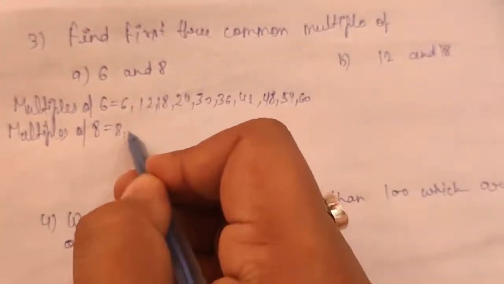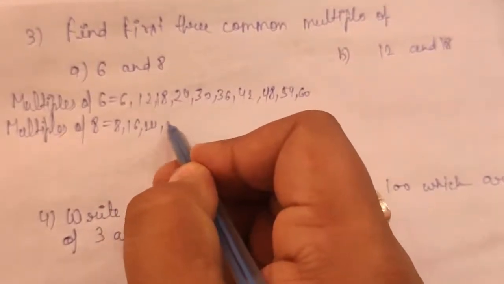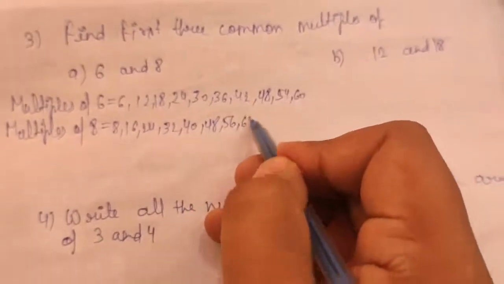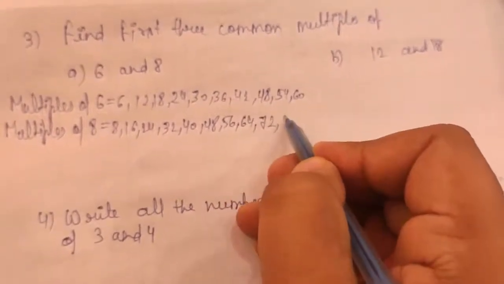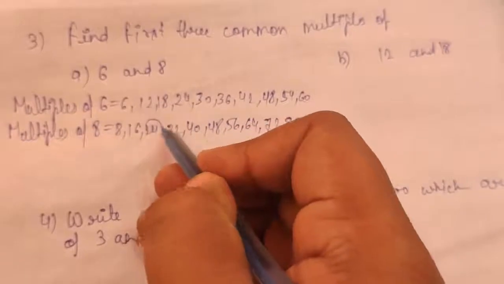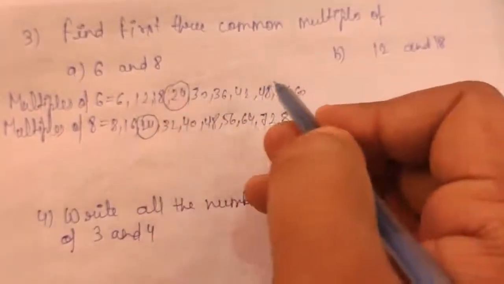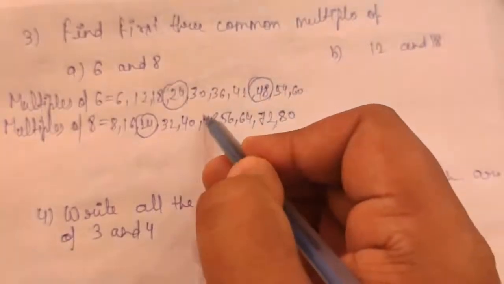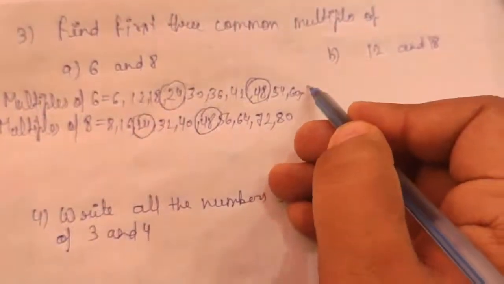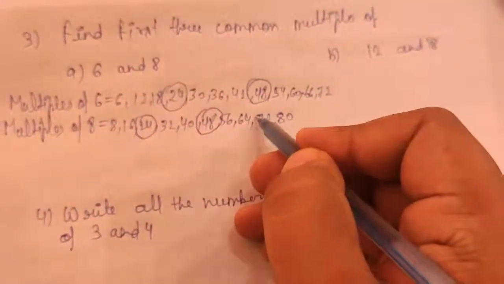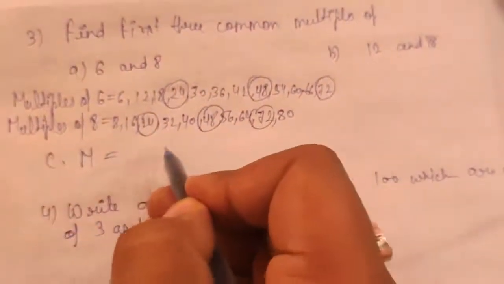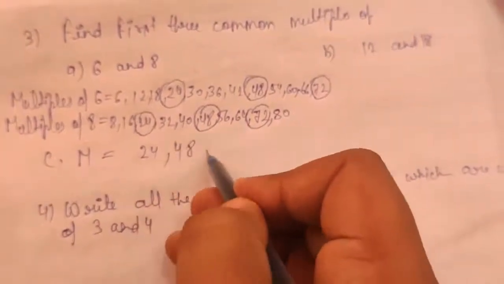After that, the multiples of 8: 8, 16, 24, 32, 40, 48, 56, 64, 72 and 80. Now here you can find the common ones. 24 is the first common multiple. Then 48 is common. Now no other is common, but we have to find 3, so we will write more numbers, like 66 and 72. Then here you can see 72 is also a common multiple. So the common multiples are 24, 48 and 72.